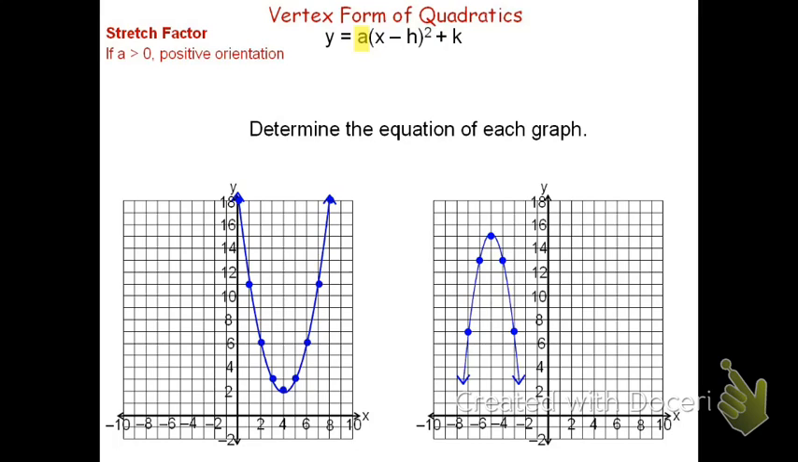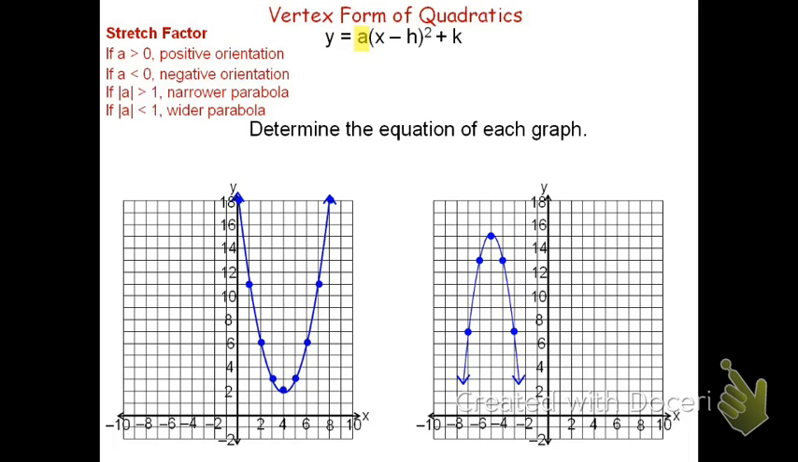If a is greater than 0, we say that the parabola has a positive orientation, meaning the parabola opens upwards and the vertex is a minimum. If a is less than 0, the parabola has a negative orientation, meaning the parabola opens downwards and the vertex will be a maximum. If the absolute value of a is greater than 1, we say that the parabola is narrower than y equals x squared. If the absolute value of a is less than 1, the parabola will be wider than y equals x squared.